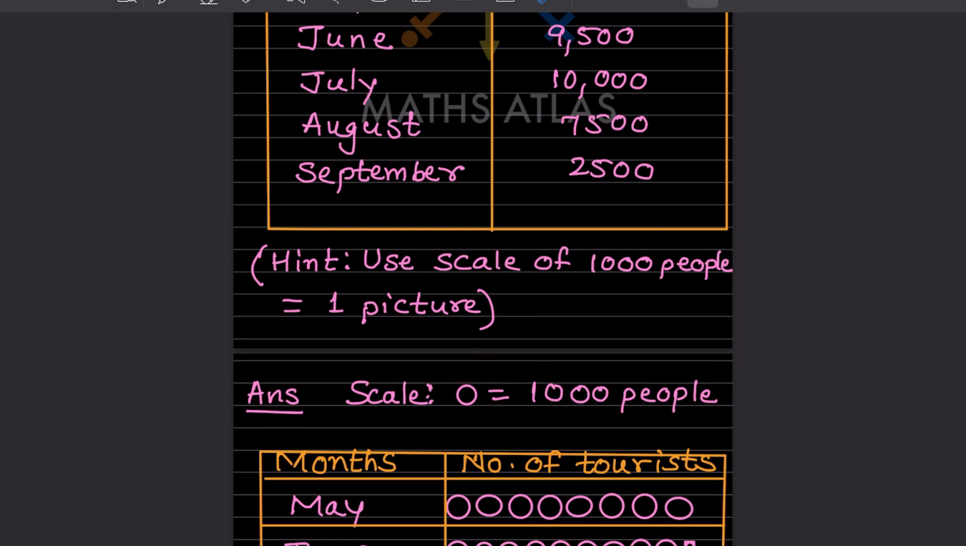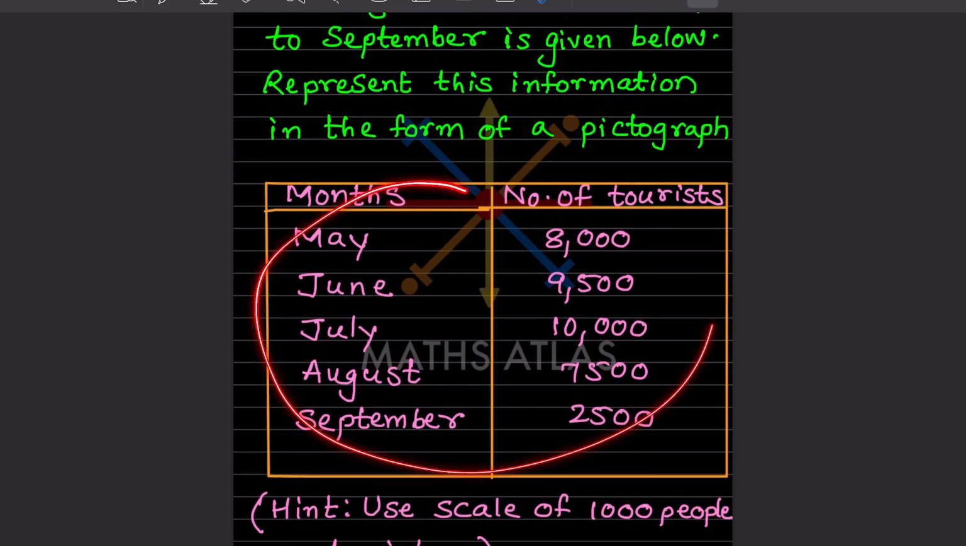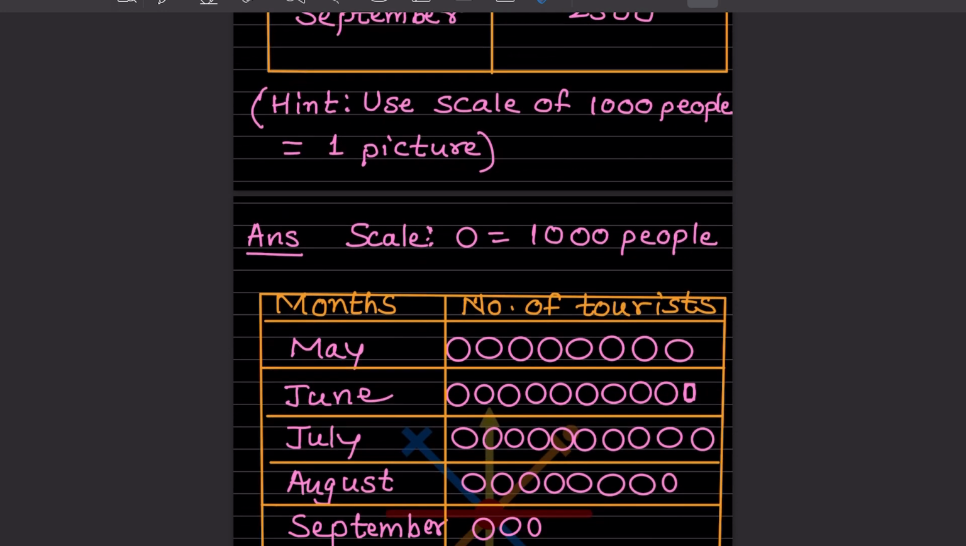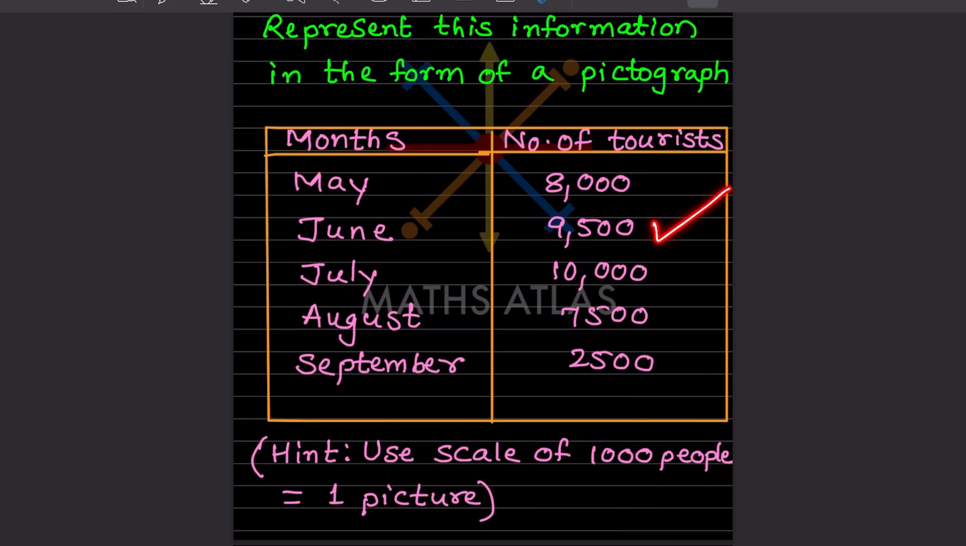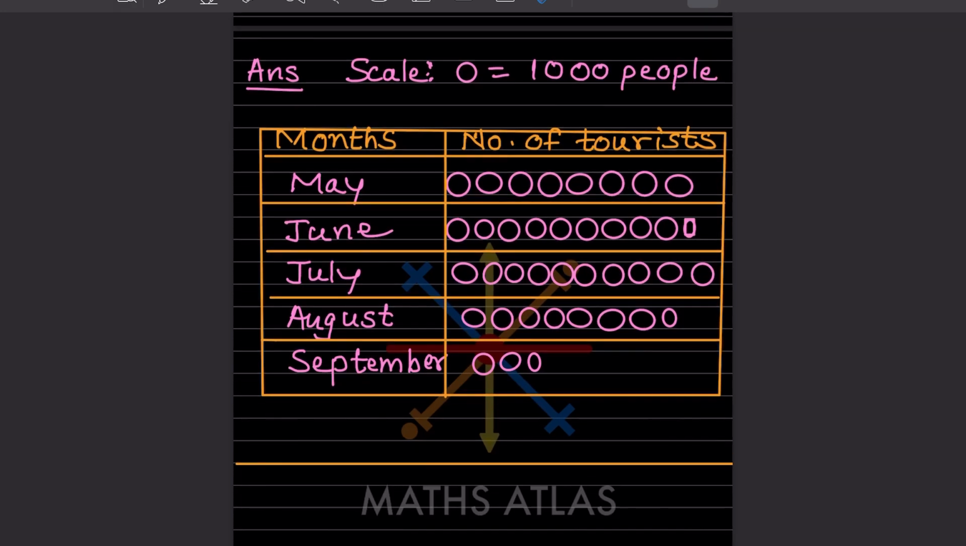So now see here, what did I give the scale as? This scale is important, that this circle says that is 1000 people, because one picture. It can be any shape. So this is the question given here. This is 8000. 8000 means 1 is for 1000. So for May, I put 8. 1, 2, 3, 4, 5, 6, 7, 8, because it is 8000. Now 9500. So for June, 1, 2, 3, 4, 5, 6, 7, 8, 9. 9 into 1000 will be 9000, and this is going to be half.